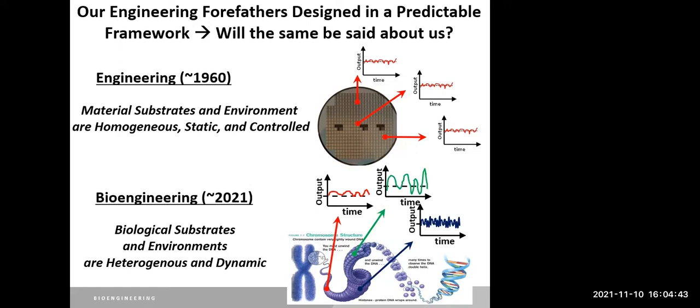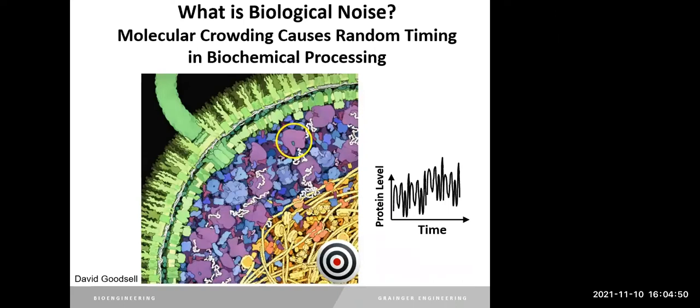So these are the sort of questions that we're thinking about, and specifically we're thinking about this in terms of noise. What is biological noise? Biological noise is due to the molecular crowding that causes random timing in biochemical processes. So even though we think of biochemical processes perhaps occurring in an aquarium or in a void, it doesn't do so. It actually occurs in a very crowded environment.